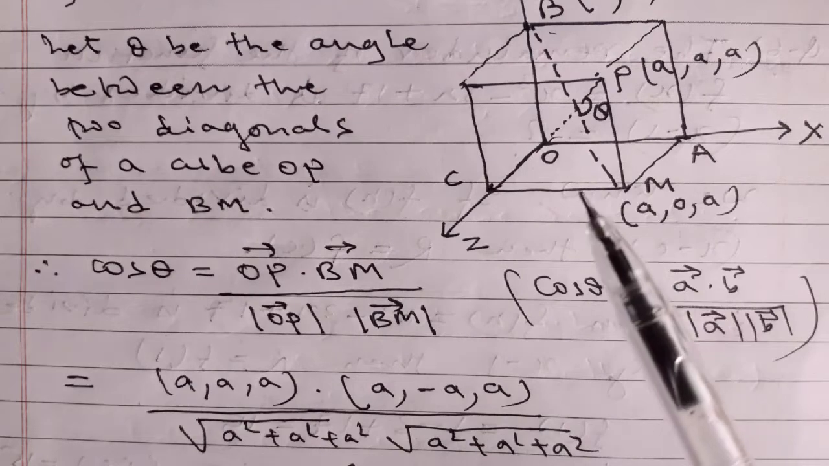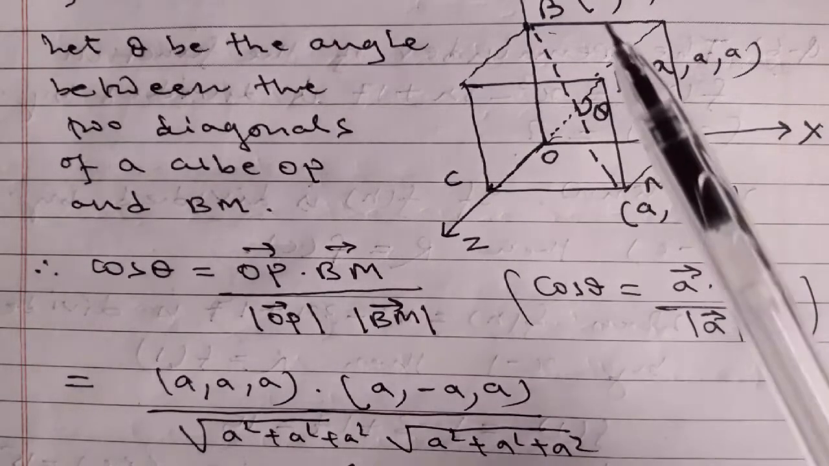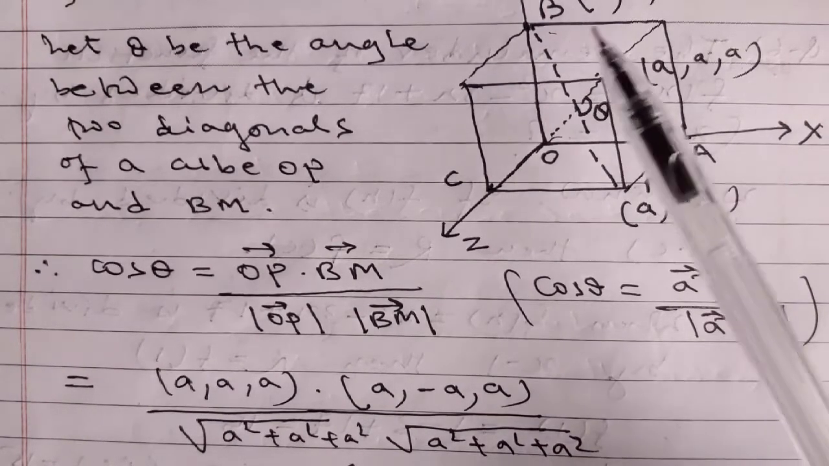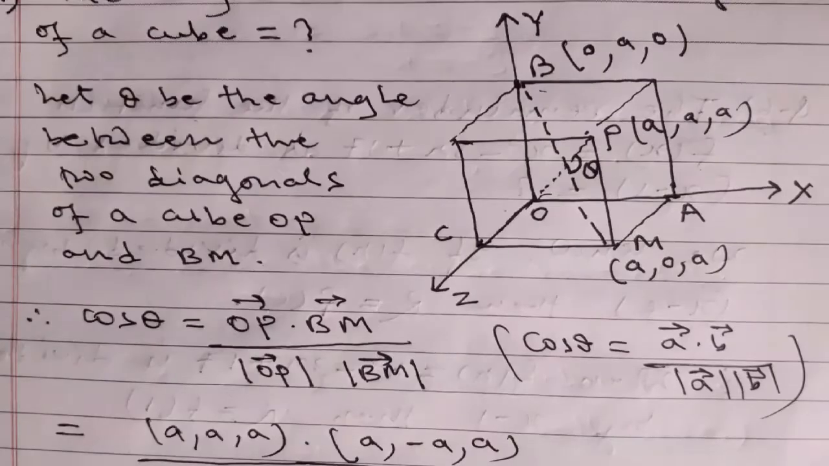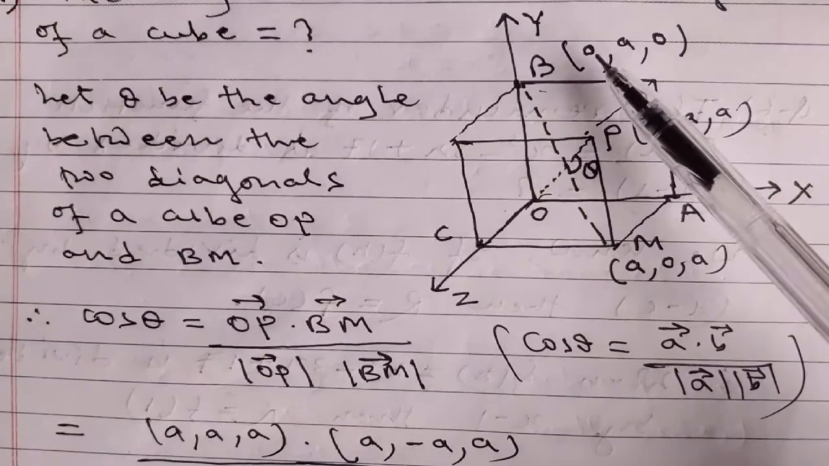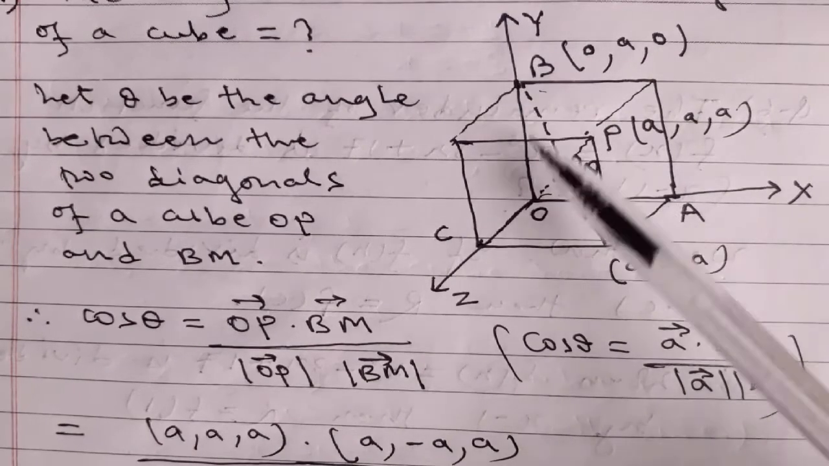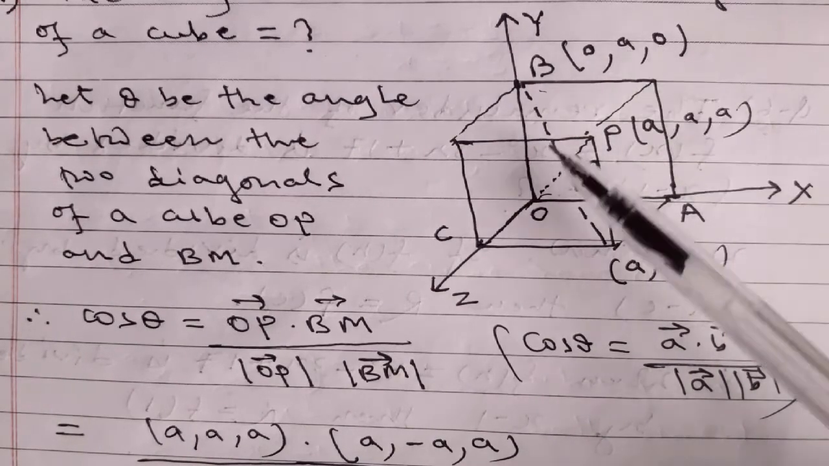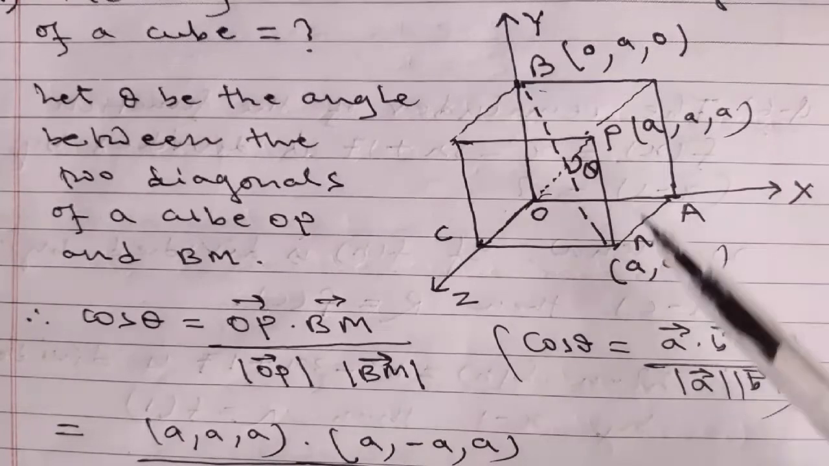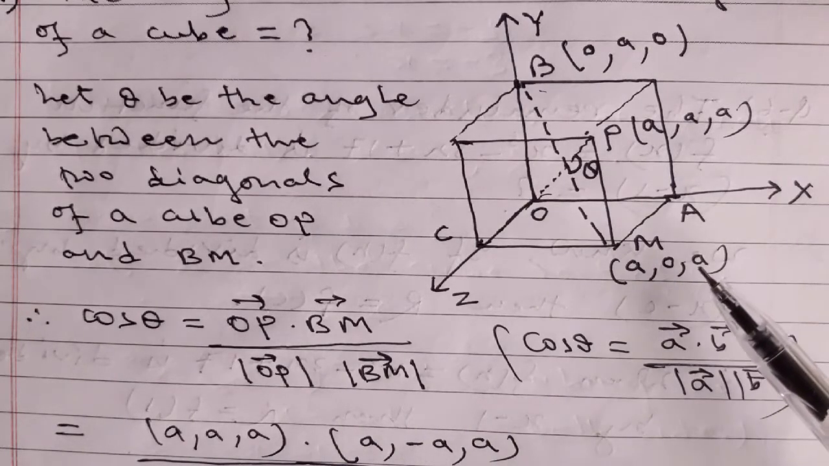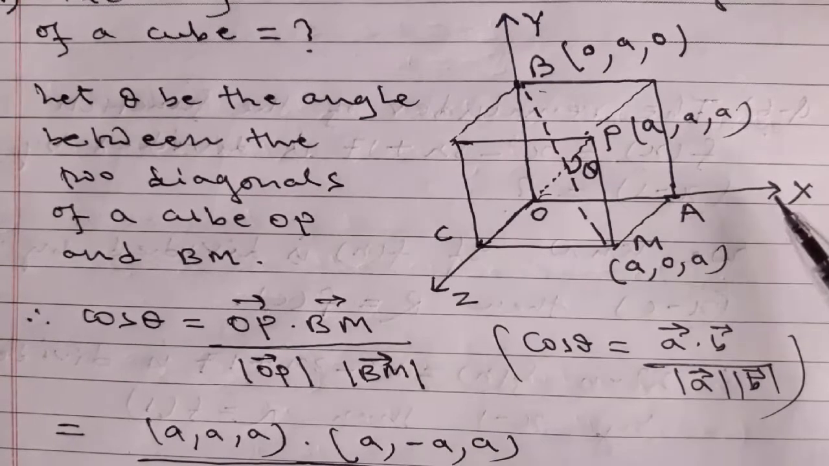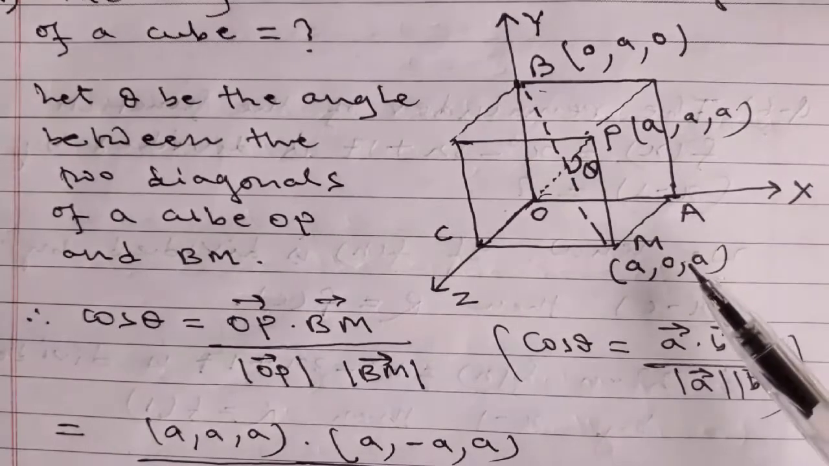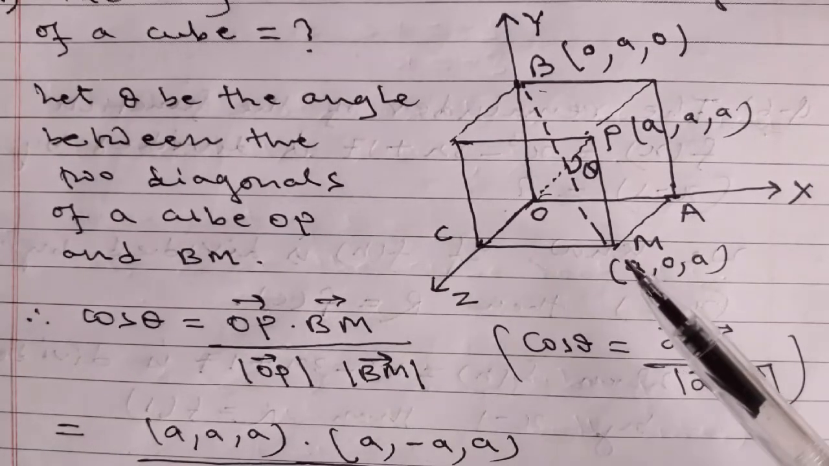Now the vector BM. The point B lies on the y-axis, so the coordinates of B we can take as 0, a, 0. B lies on the y-axis, so the x component will be 0 and the z component will be 0, and the y component will be equal to a. Similarly, the coordinates of the point M. The point M lies on the xz plane, so the y component will be 0, the x component will be a, and the z component will be a. So the coordinates of the point M, we can take as a, 0, a.